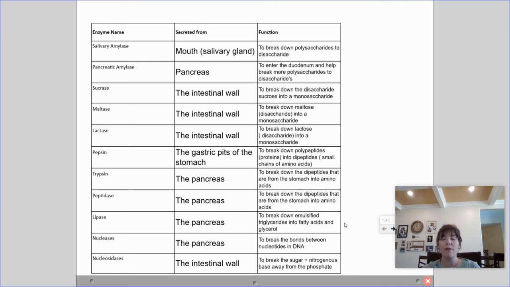So that's the chart of all the enzymes that you are going to need to know, where they're from and their job. Please fill your chart in, and if you have any questions, please let me know.